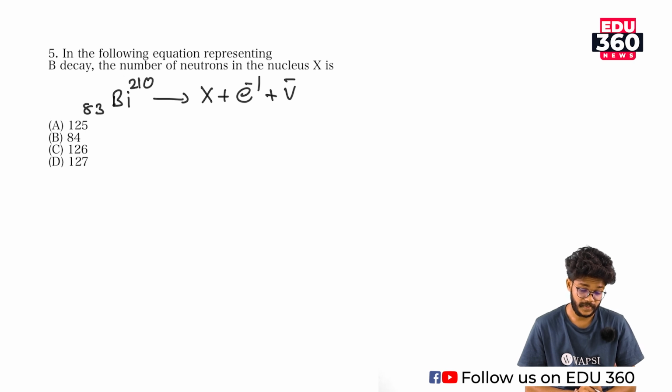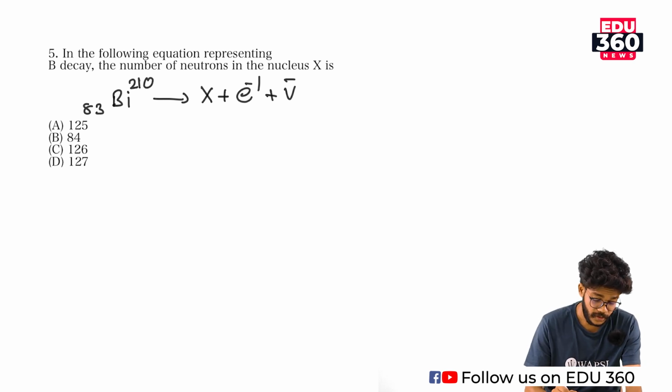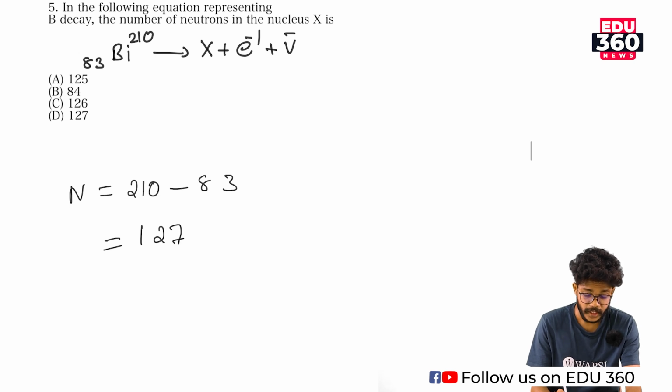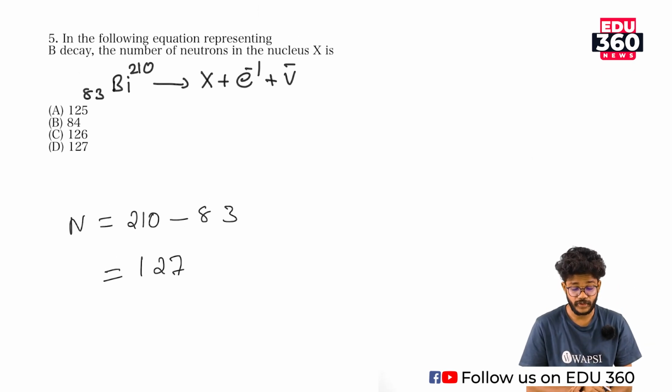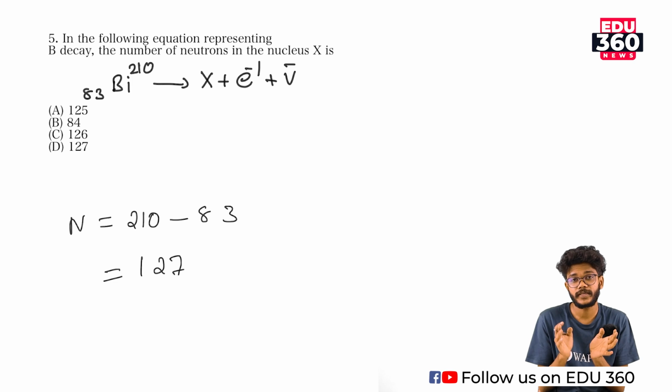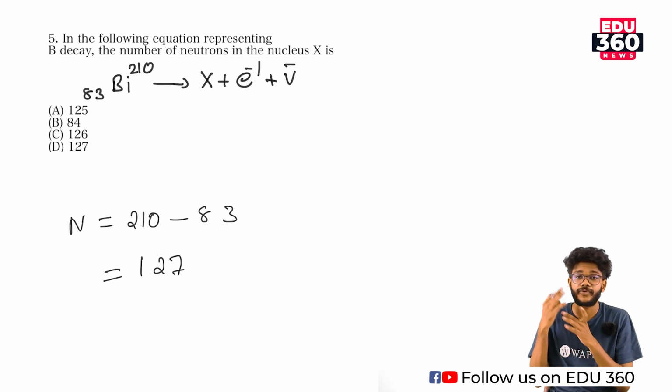In the following equation representing beta decay, the number of neutrons in the nucleus X is. Okay, here the 83 is the proton number. Z is the proton number, and it is bismuth. And proton plus neutron is 210. So the neutron number of bismuth is 210 minus 83, which is equal to 127. So initially there are 127 neutrons on the left side. So by conservation of particles, we want 127 neutrons on the right side.